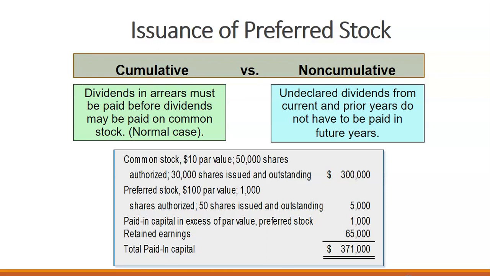For non-cumulative preferred stock, prior years do not have to be paid in future years. So they don't accumulate every year that we don't pay out. What we see in the bottom chart then is how it looks on our balance sheet in our stockholders equity section. Here we have common stock of 50,000 shares authorized, 30,000 shares outstanding, and we have 50 shares issued and outstanding of preferred stock.